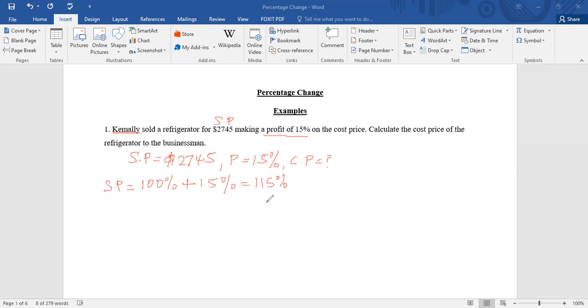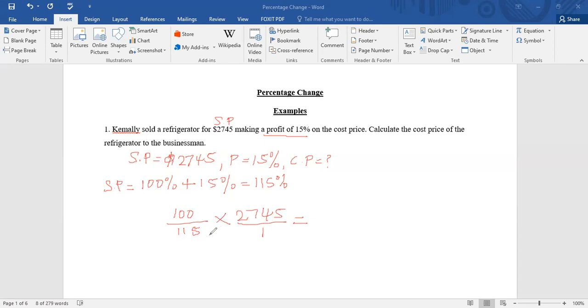But since we want to find the cost price, what we'll need to do is to remove this 15%. We can't just take 15 and put it over 100 and times it by this to remove it. This is how we'll remove it. We know percentage is over 100, right? So since we want to remove the percentage, we're going to put 100 at the top over 115, and now we're going to times it by the amount, which was 2,745. This is how we remove the percentage.